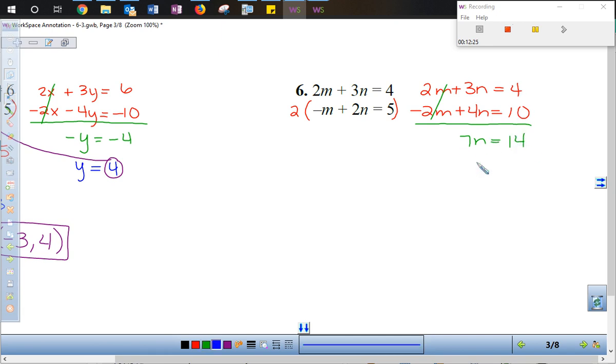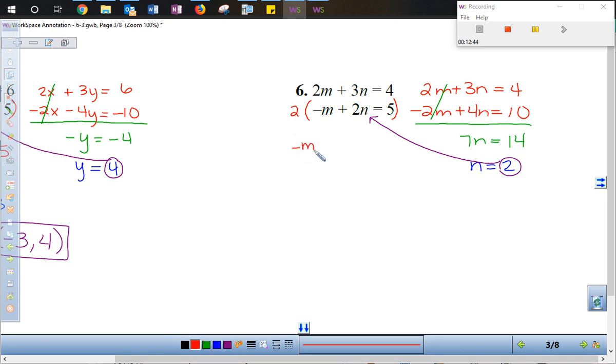Now I can divide each side by 7, and n is going to equal 2. Now all I need to do is substitute it back in to solve for m. So I'm going to circle it, and I think I want to go with the bottom equation. Now again, it doesn't matter which equation you choose. If you pick the top equation, you should get the same result.